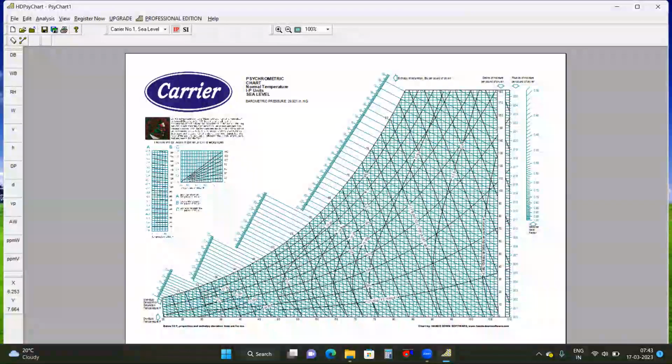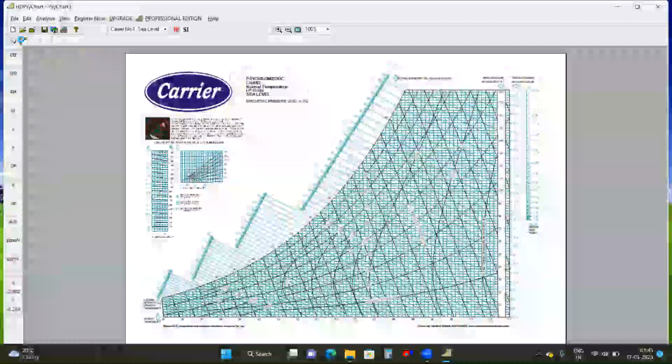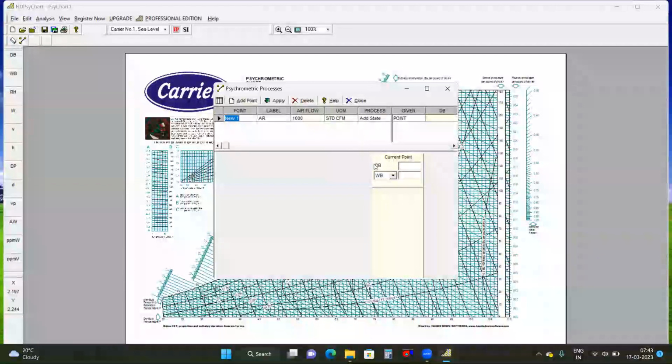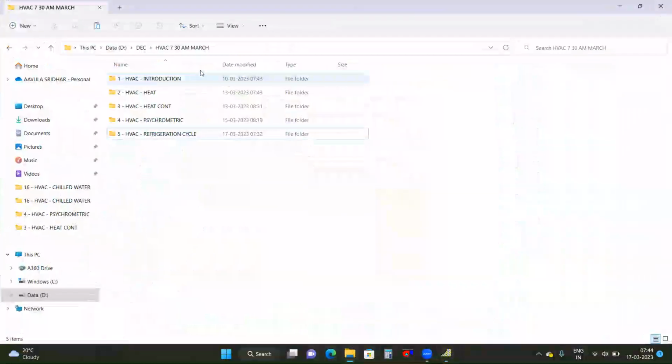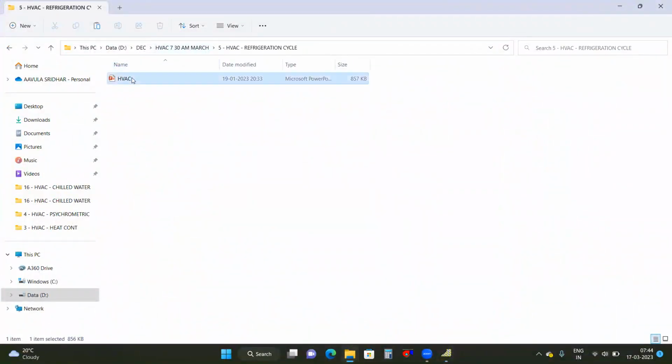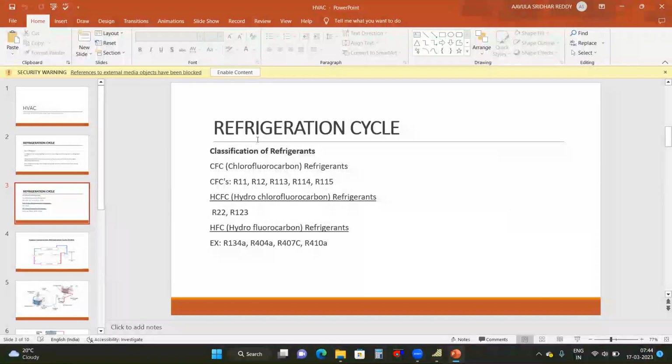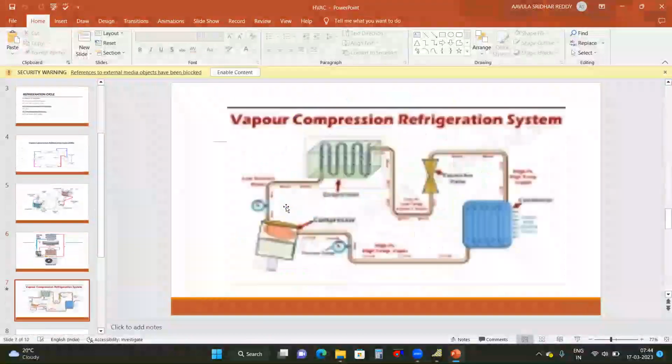Whenever you open the file, it will look like this. You need to go to the state point here. Click the state point, and here we need to add the point. If you click here, we need to enter the dry bulb. We'll go to our last class example and enter the same here. In the software method we will get the exact values. In the manual method there will be slight variations because we are marking it manually, whereas in the software we will get the exact values.